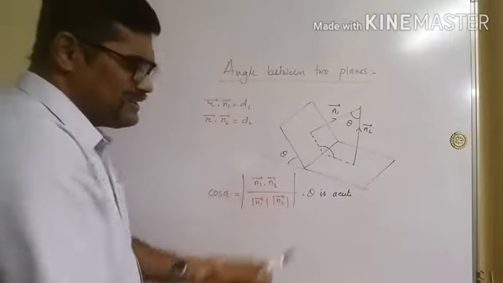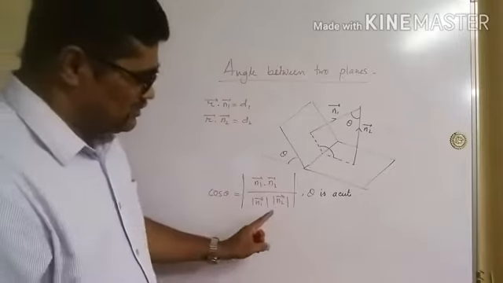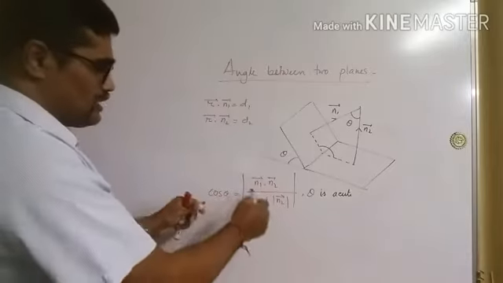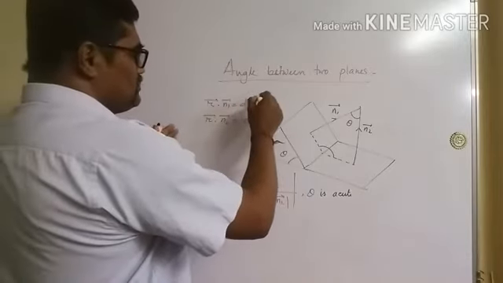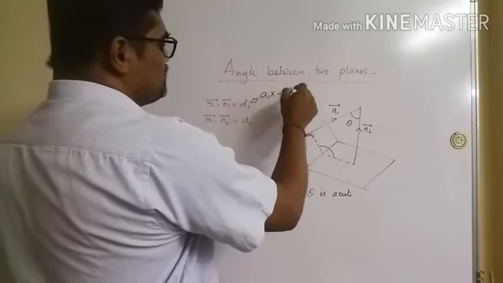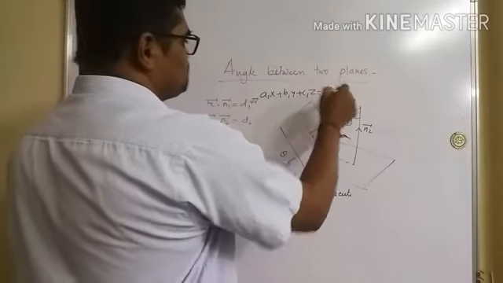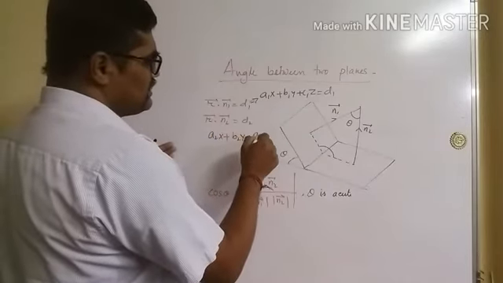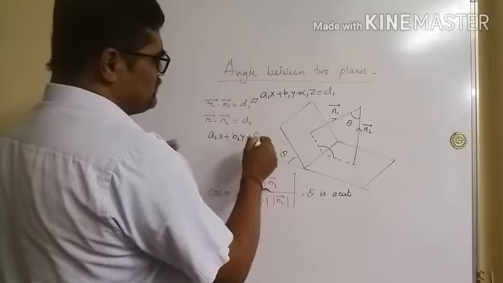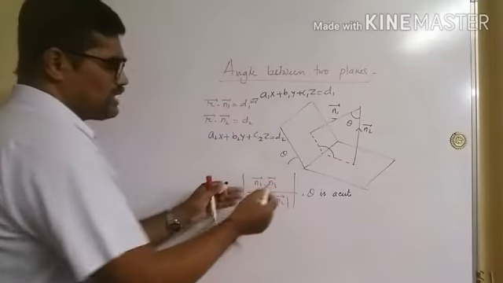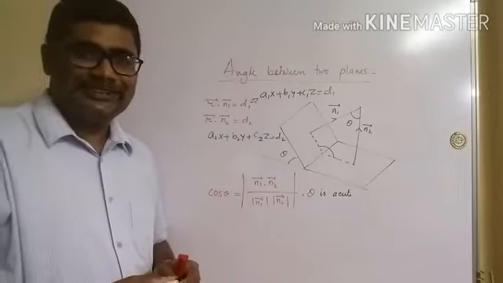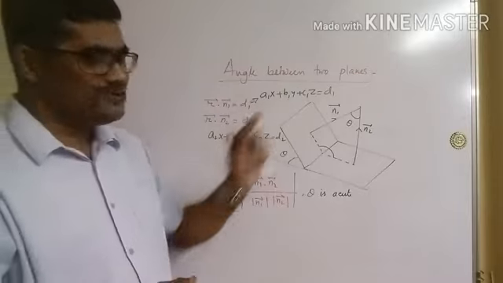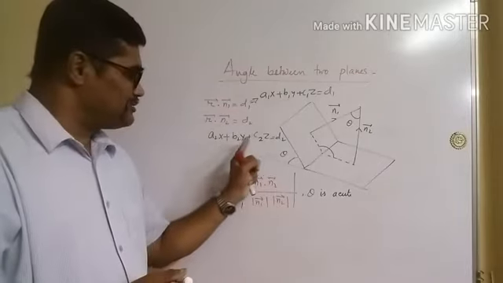Now you can easily convert this. Do you need to remember anything else? If you remember the angle between two vectors, nothing. Now if you convert these two into the Cartesian equivalent, what will you say about n1 and n2? What are their components? a1, b1, c1 are the components of n1, and a2, b2, c2 are the components of n2.